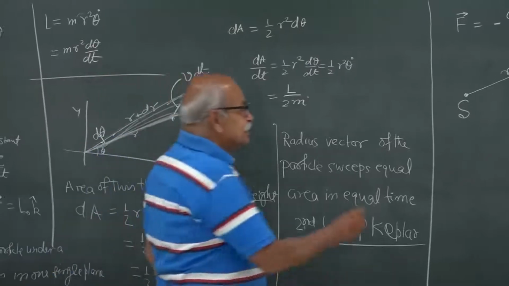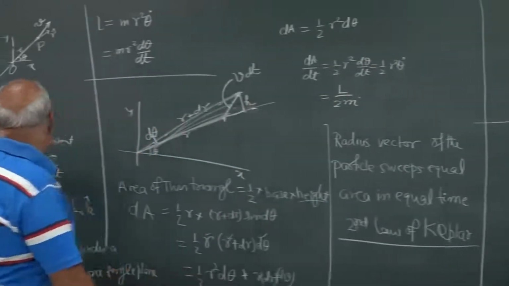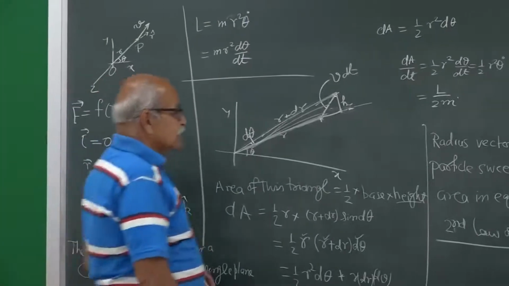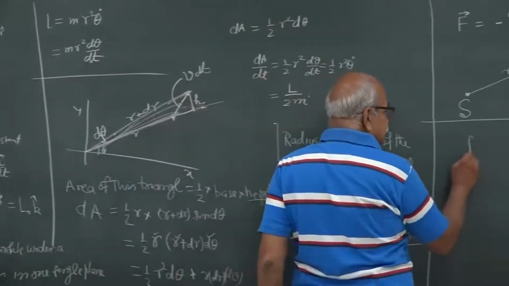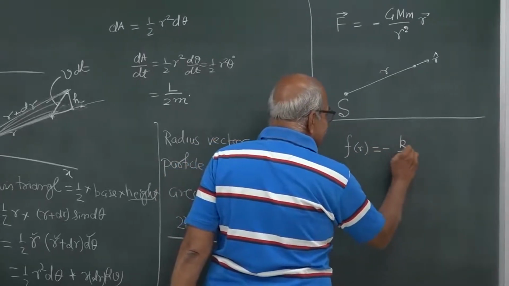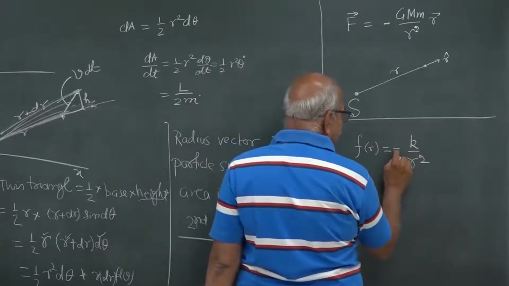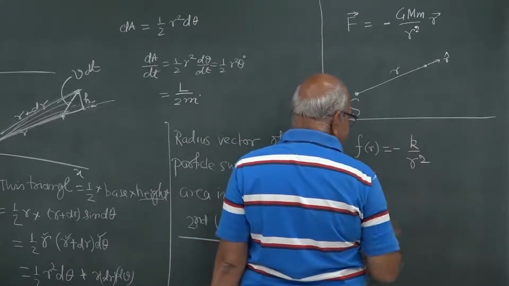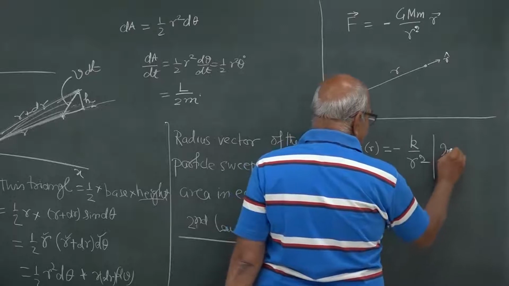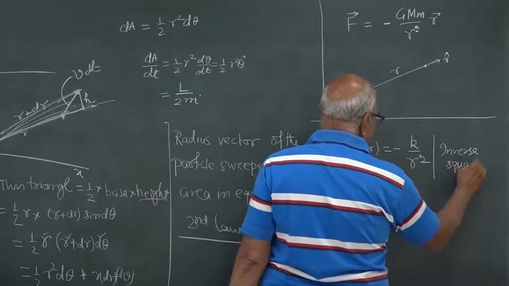So, essentially what we have is this F of small r of this type. F(r) is minus some constant divided by r square, minus some constant divided by r square. This is known as the inverse square law.